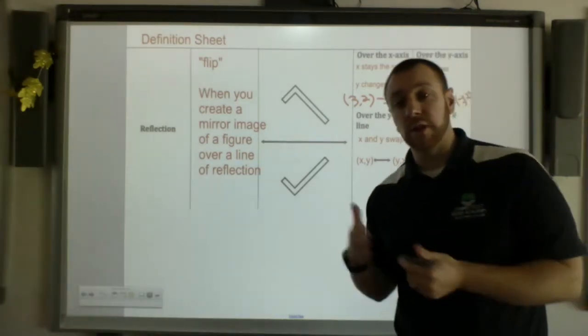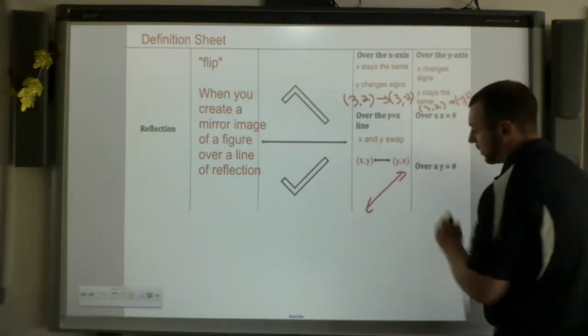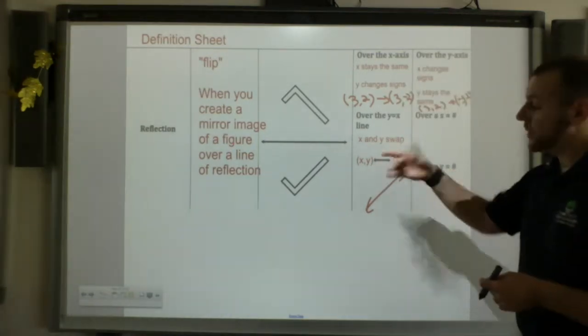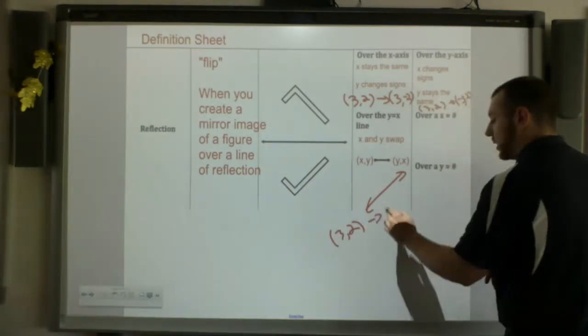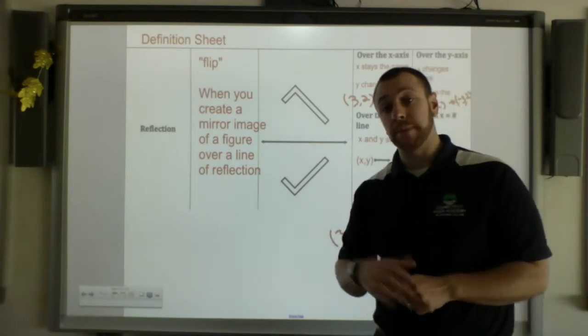If you're flipping it over the y equals x line, the diagonal line that cuts the graph in half, you're going to just swap the values. So that point 3, 2 becomes 2, 3. They don't change the signs, they just swap them.